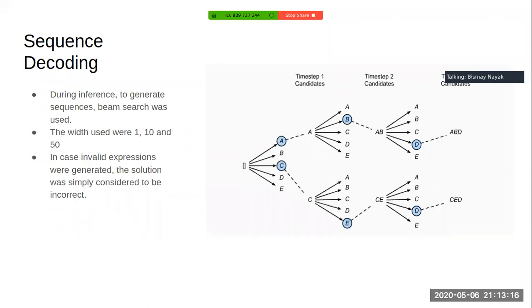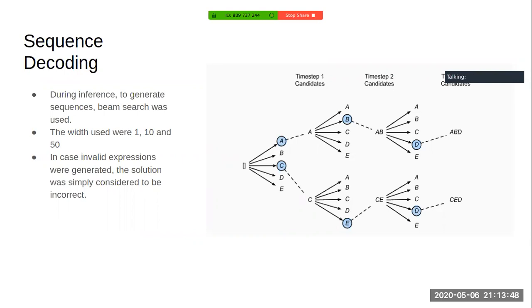So the authors decided to go for beam search since it creates multiple hypotheses. If we use a width of 10, we are generating almost 10 hypotheses for each input expression, right? So the authors have 10 solutions to compare against, and it gives them a better idea of how their model fares. They also tested widths of 1 and 50.